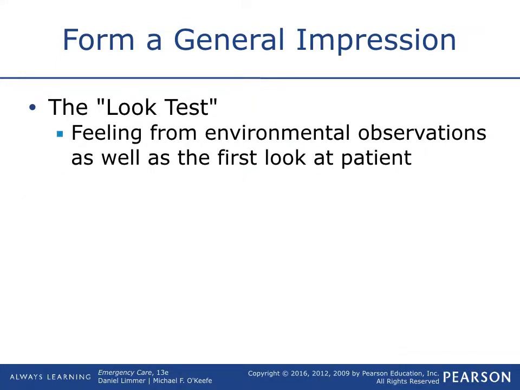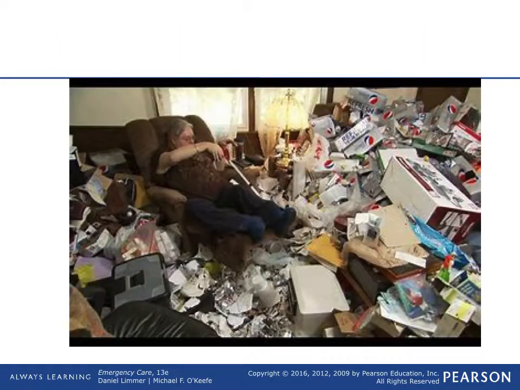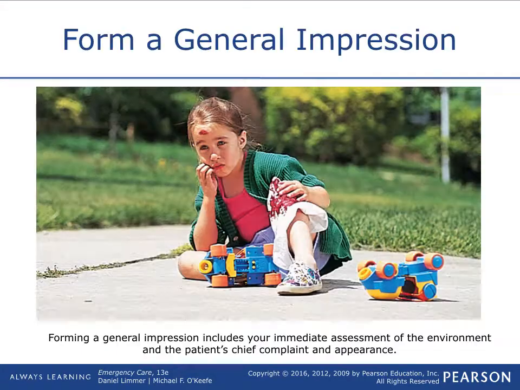The look test: filling in from environmental observations as well as the first look at the patient. An example is in your book. Boom, there's an environmental issue right there. My Lord in heaven, that is a horrible situation. But that's obviously going to determine some things for you. So you're assessing the patient, but you're also looking at the environment. Are they clean? Are they not clean? Is there drug paraphernalia lying around? Are there alcohol bottles strewn around everywhere?